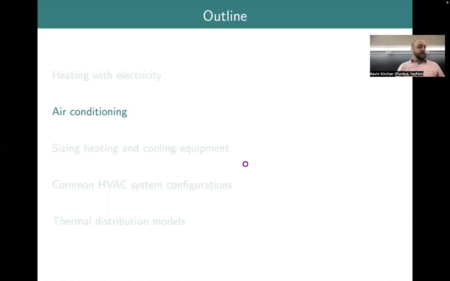Okay, any questions about electric heating? Yep. Does resistance heating break down faster at high temperatures? Like how high a temperature can you go with resistance heating? Yeah, so that actually is a function mainly of the metal that is used for the heating element.